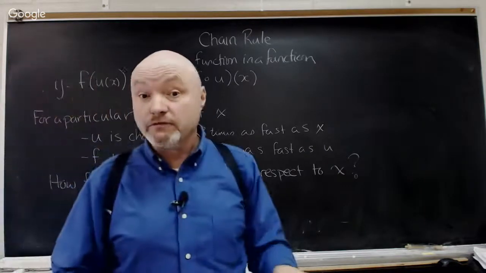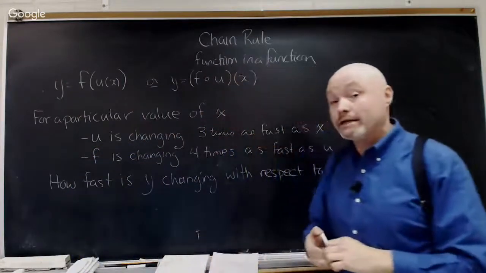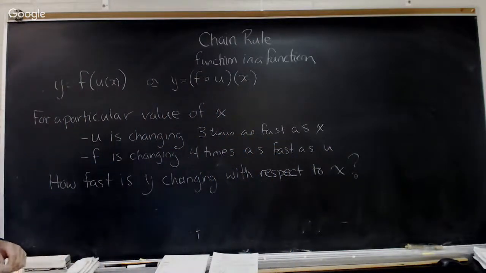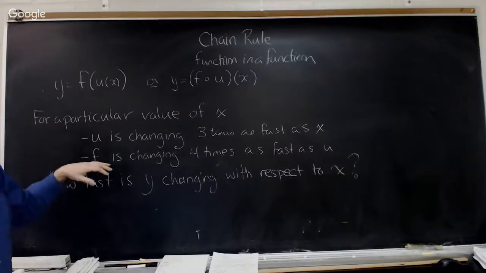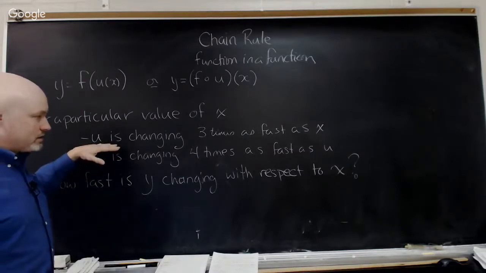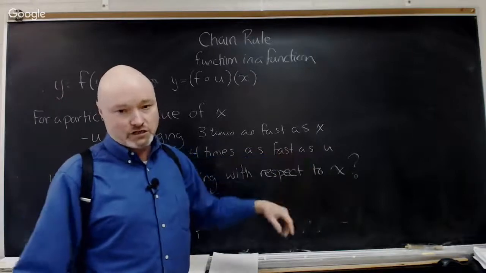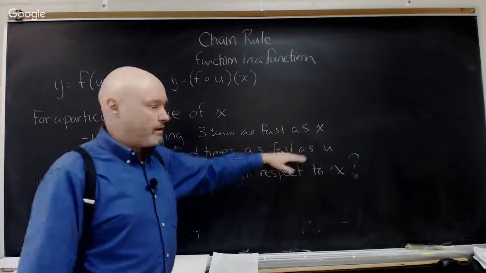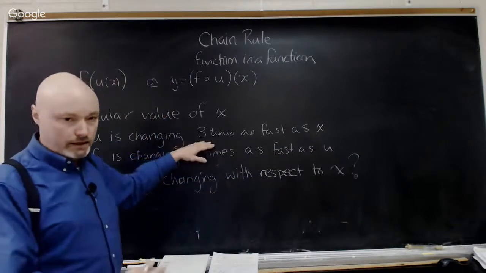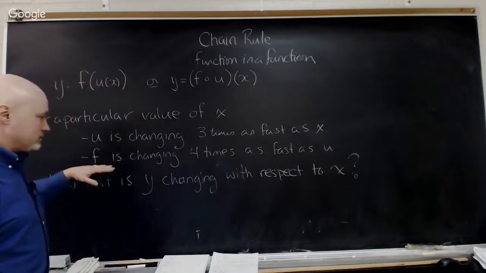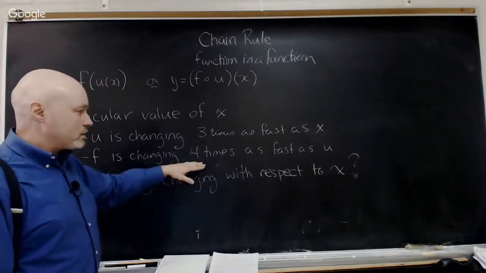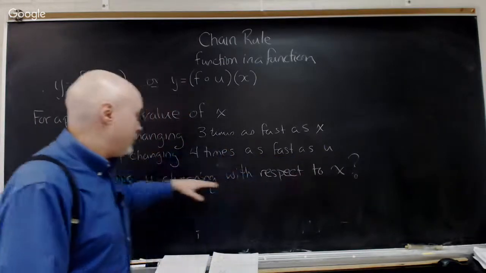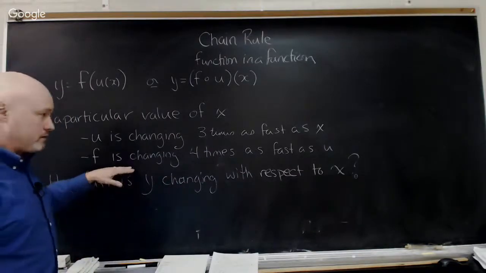Okay, the derivative is designed to find rates of change. And the chain rule, we don't do a formal proof of, but we do this kind of intuitive proof. We say, well, for a particular value of x, this inside function is changing 3 times as fast as x is changing for this one particular value at this one instant. So if x is increasing by 1, u is going to increase by 3. Now the outside function is changing 4 times as fast as u is. So if u increases by 1, f increases by 4.